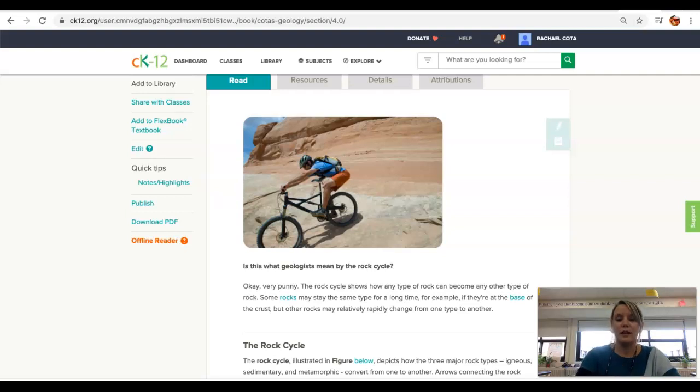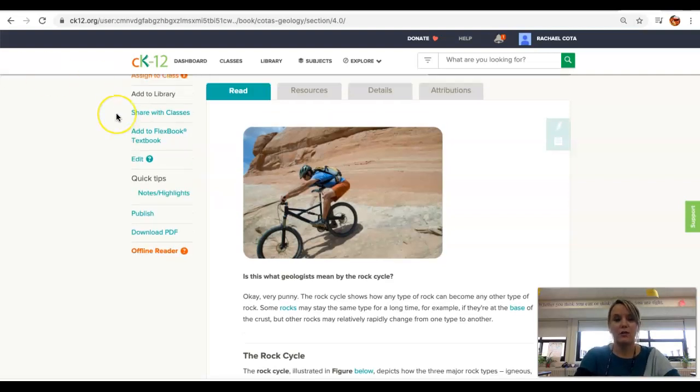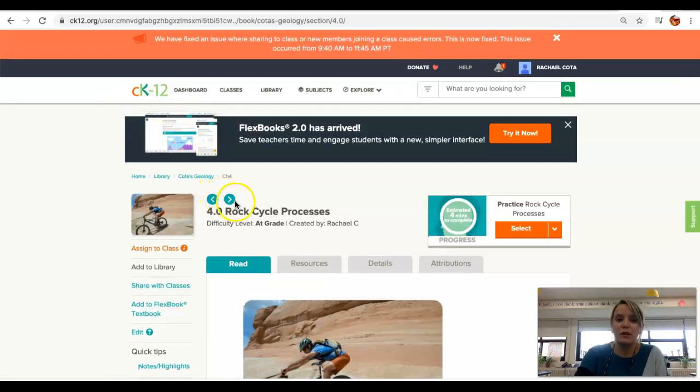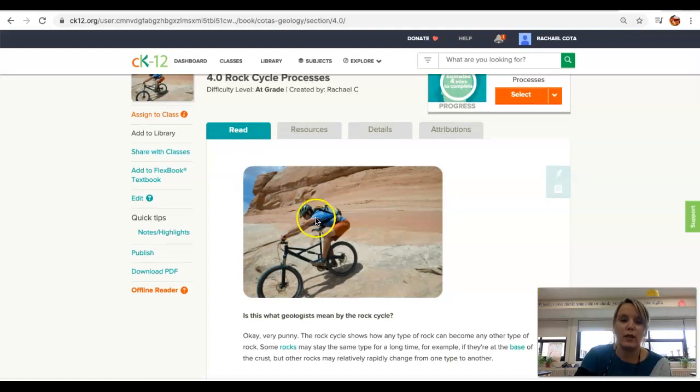Hello. Today we're going to talk about the rock cycle. The rock cycle is chapter 4 in our geology iBook. Okay, so it starts out with a bicyclist coming down a big sandstone cliff here. It says the rock cycle shows how any type of rock can become any other type of rock.